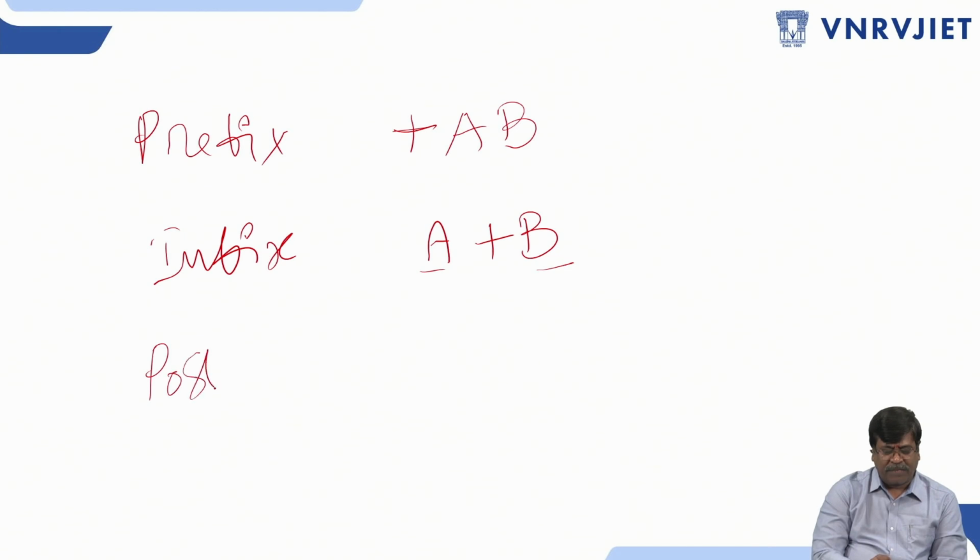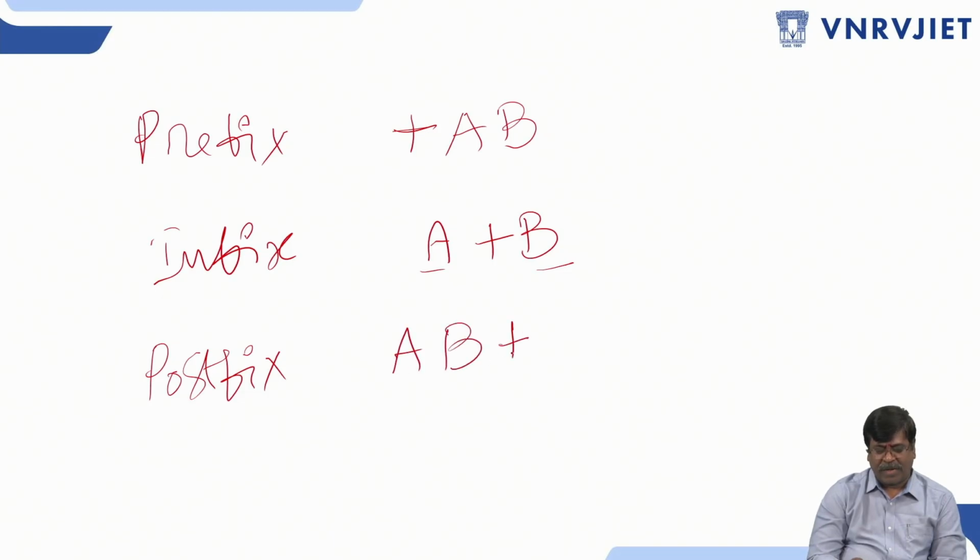And the third notation of mathematics is the postfix expression, where you have operands A, B followed by the operator. So these three are different formats for a mathematical expression, that is prefix, infix, postfix. We can use the stack data structure to convert the given infix expression into postfix. We can also use the stack data structure to convert the infix expression into prefix.